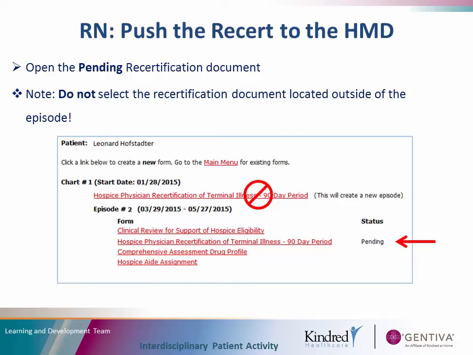Back in the packet, notice the Hospice Physician Certification of Terminal Illness 90-day period form is on the screen twice. The one at the top has a note in parentheses. This will create a new episode. Don't select this one because it will create another episode or benefit period. When updating, be sure to select the form that is displayed here in Episode 2 that is in pending status.